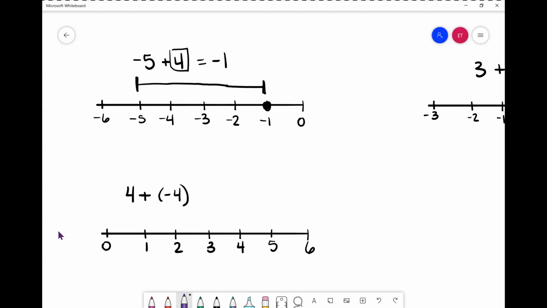Okay, so now I'm going to look at this bottom one. It says 4 plus -4. So I'm going to start at 4. And since my next number is negative, I'm going to be going left. So 1, 2, 3, 4. My answer leads me to 0. And remember, a positive integer plus its opposite, I know my answer is going to be 0.